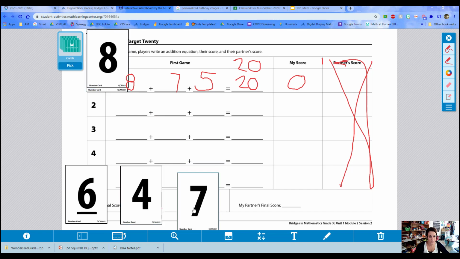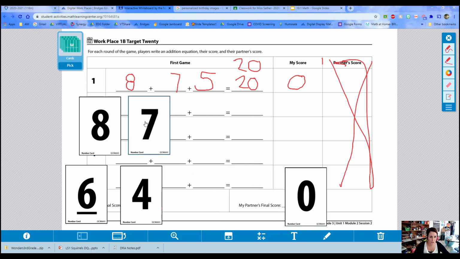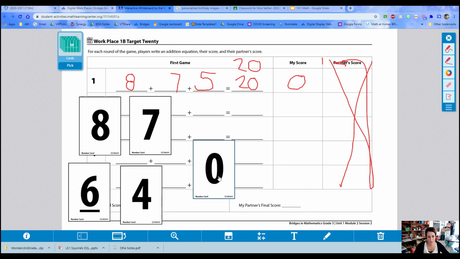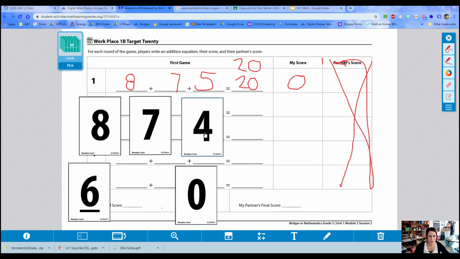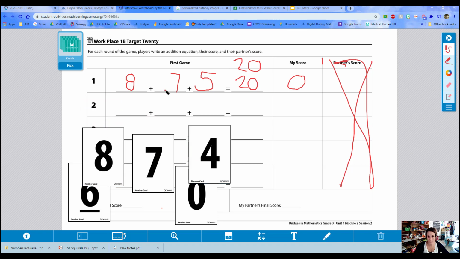1, 2, 3. Again, I'm going to see how close I can get to 20. So there's 8 and 7 again, which I already know equals 15. I can't use the 6 because that would go over, and the 0 is just going to keep me at 15, so that's probably not going to be helpful. So I'm going to use the 4. So 8 plus 7 plus 4. So I'm going to write up here, oops, I just keep clicking that away. 8 plus 7 plus 4. And looking at this, I know it's 1 less, so this answer is going to be 19. So now I need to subtract 19 from 20. How many do I have to count up to get to 20 from 19? 1. So my score would be 1 for that round.